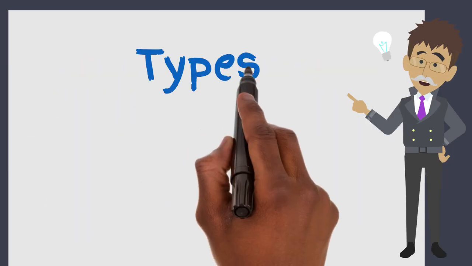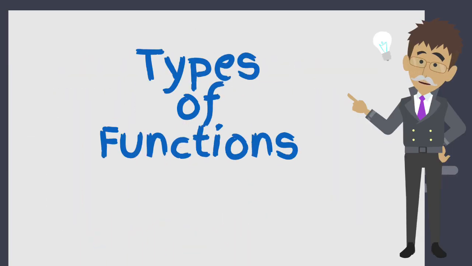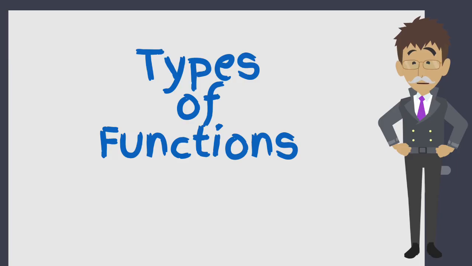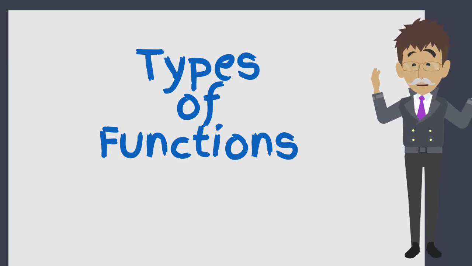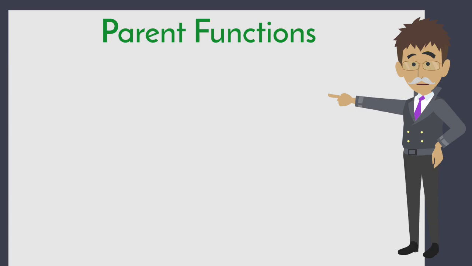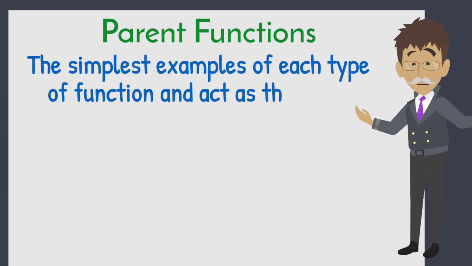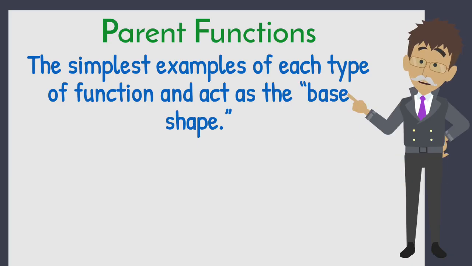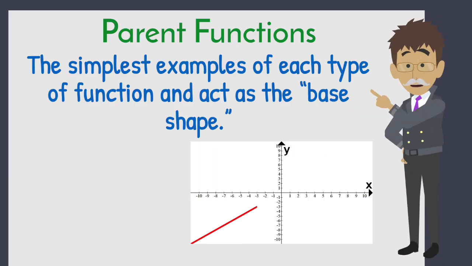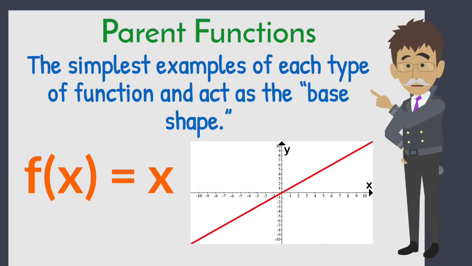Different types of functions create different shapes and patterns. Recognizing these helps you understand, predict, and compare real-world situations. Parent functions. The simplest examples of each type of function, which act as the base shape. For example, the parent linear function is f of x equals x.